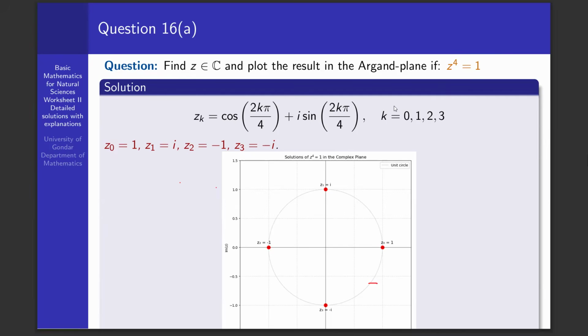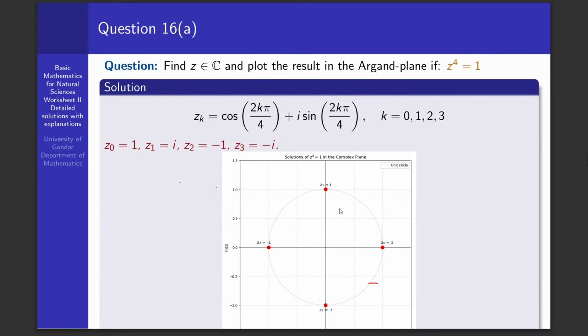Therefore, the 4 possible roots of this equation are 1, i, minus 1 and minus i. We know that, for example, i is a root of this one, and its complex conjugate, that is z3, which is minus i, is also a root of this one. The same holds true for z0 and z2.